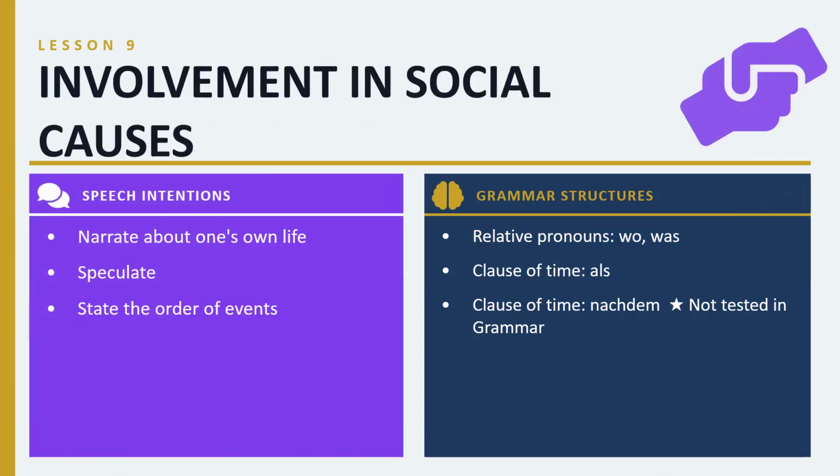Next is involvement in social causes. Here again, the grammar topics will deal with relative pronouns, wo and was, and another clause of time, or what you call Konjunktionen. The conjunction which will be taught will be als. So in this chapter you'll be taught two grammar topics, relative pronouns and als. I will talk about all these chapters separately, okay? When I deal exactly with your syllabus and all.